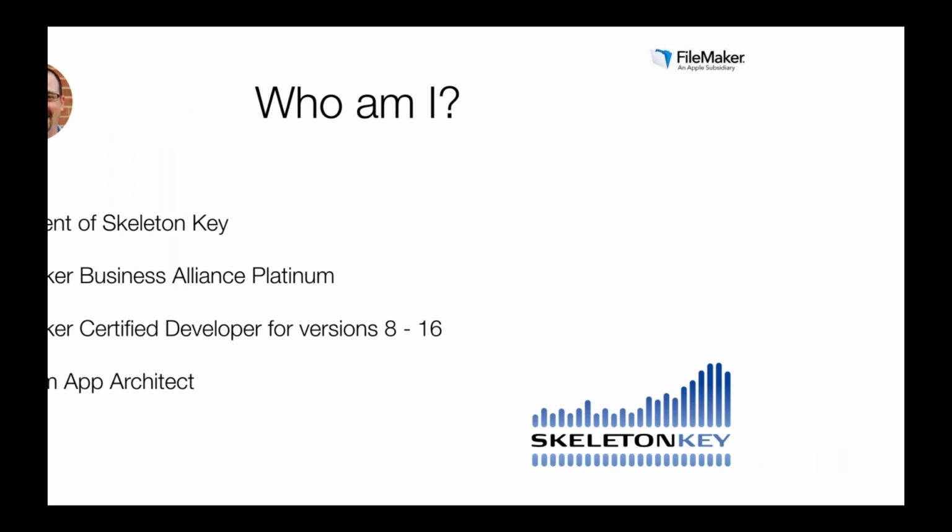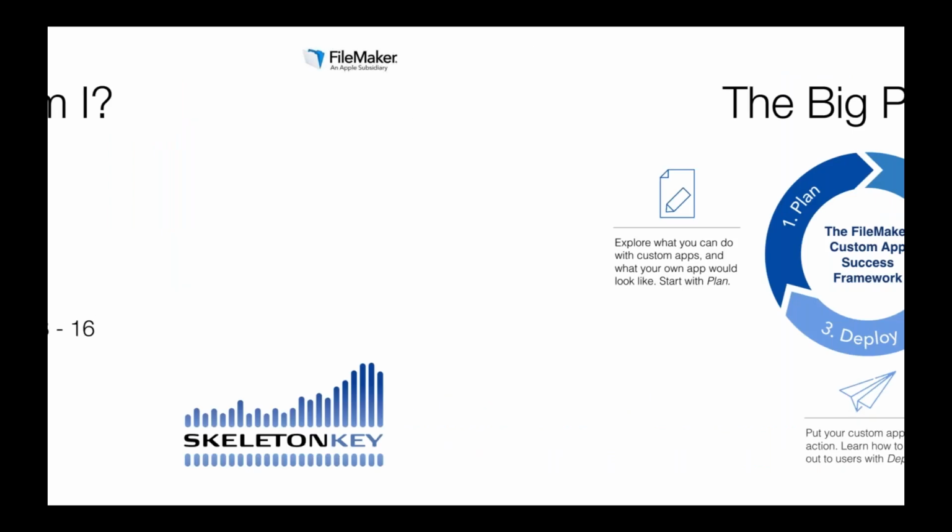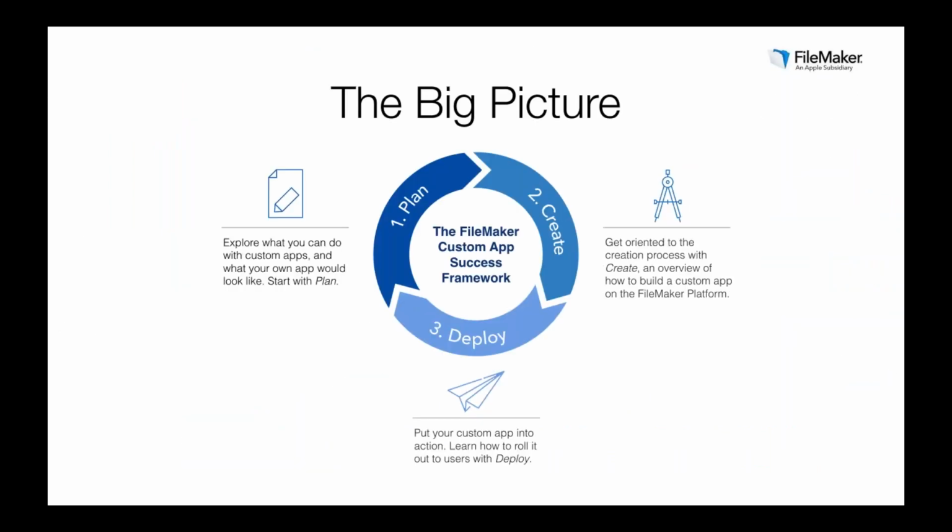So here's a bird's eye view of the three guides in the series. Now, it's not an accident that this diagram is a loop, because custom app development is often cyclical. In fact, we often tell our clients that it's a continuum. You're going to plan, you're going to create, then you're going to deploy, and then eventually you're going to start planning changes to your custom app again, because your business will keep changing, and so can your app. And this is one of the most powerful features of the FileMaker platform. Today we're talking about the first step in this series, plan.